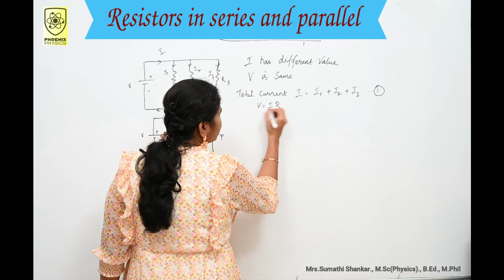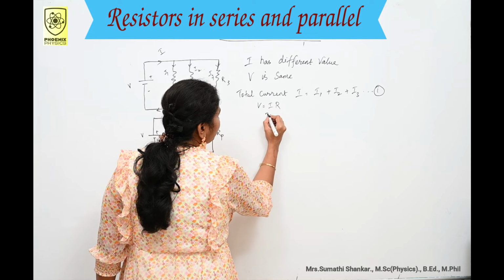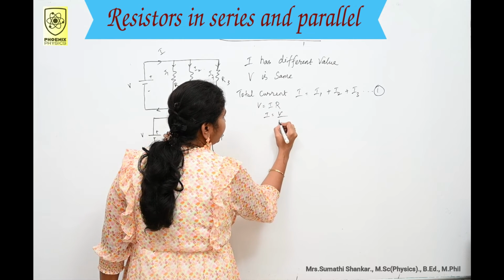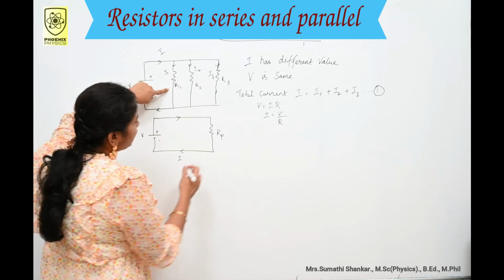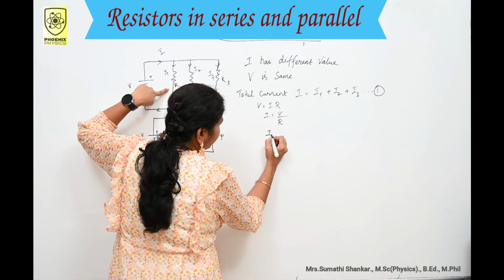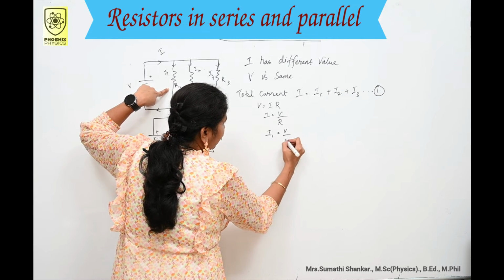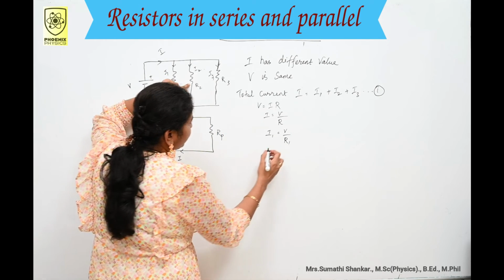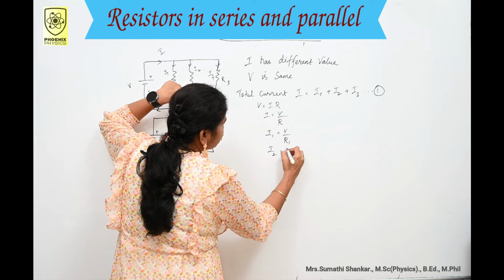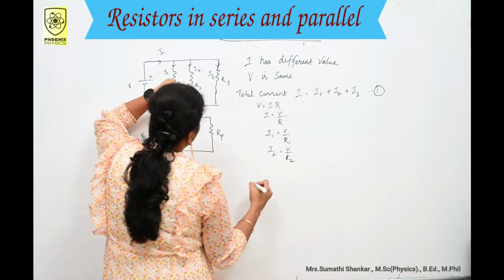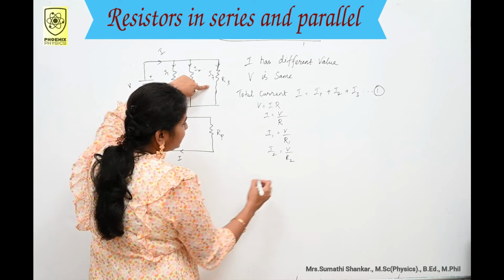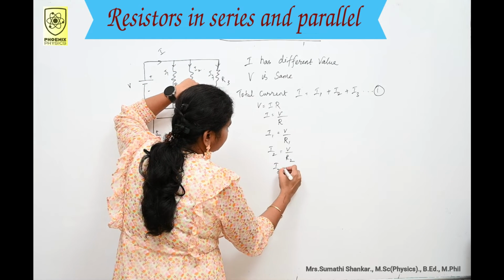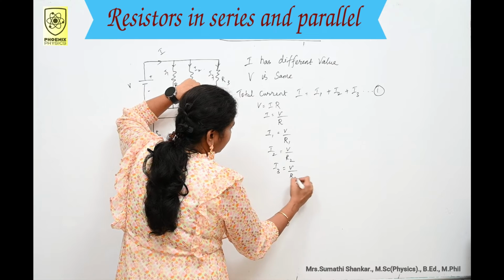From Ohm's law, V is equal to IR. If I want I, you can write V by R. Current through the resistor R1 is I1, that is V by R1. Current through the resistor R2 is I2, that is V by R2. Current through the resistor R3 is I3, that is V by R3.